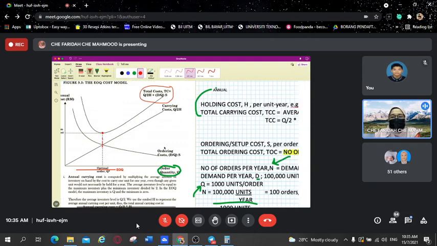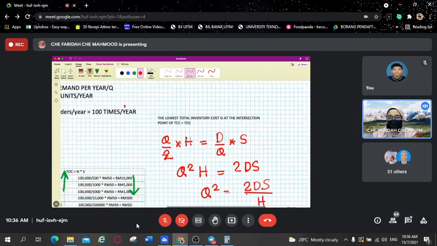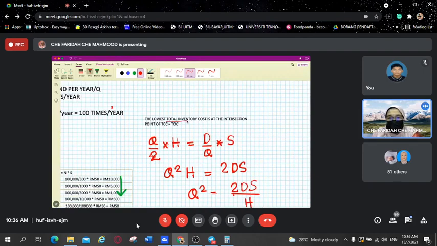Okay, TOC and TCC. If we draw it, and you follow EOQ and its assumptions properly, it happens that the lowest total inventory cost is at the intersection point of TOC and TCC. This is TCC. This is TOC. Like that, my dear. So we can solve.